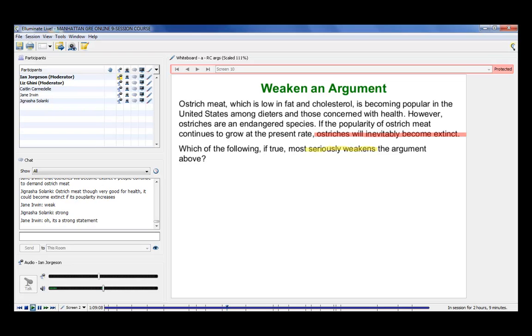We have a disagreement. Yeah, Jane, it's a very inevitably become extinct. That's very strong. Not might become extinct, not at risk of becoming extinct, but inevitably. So what evidence shows us that they will inevitably become extinct?